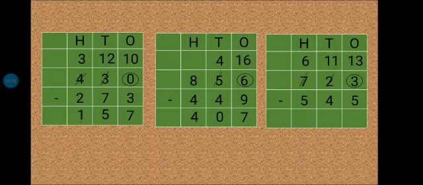Now we will subtract. 13 minus 5 is 8, 11 minus 4 is 7 and 6 minus 5 is 1. So the answer is 178. I hope you are able to understand the sums. Let's go to the next sum.